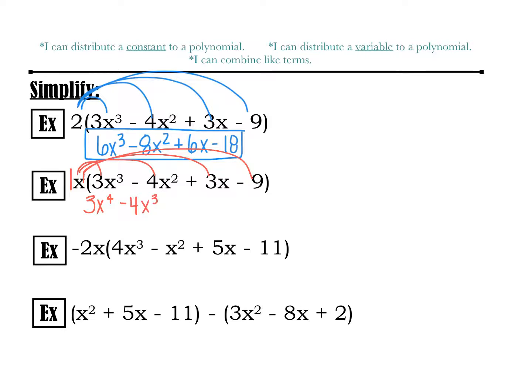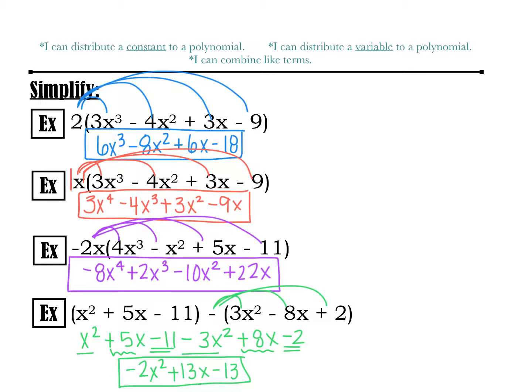And then I have 1 times a positive 3, which is positive 3, and then x times x is x to the second. And then 1 times negative 9 is just negative 9, and then I have an x on my own. So that is the product of x and 3x to the third minus 4x squared plus 3x minus 9. So go ahead and pause the video, and I'd like you to try the 2 remaining problems on your own.